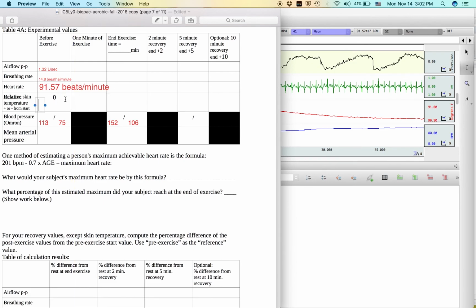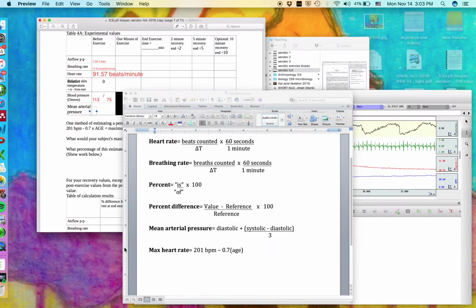So again, relative skin temp is relative to the before exercise, so here it's going to be 0. If it's positive, it has increased since exercise, and if it's negative, it has decreased. We need to measure mean arterial pressure using our systolic and our diastolic values here. So let's go to our equation.